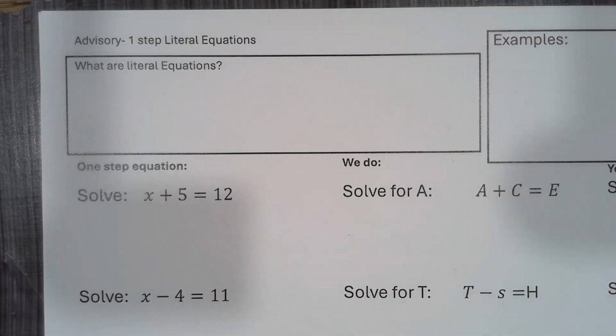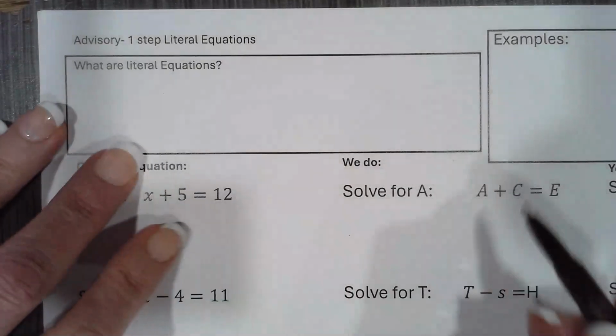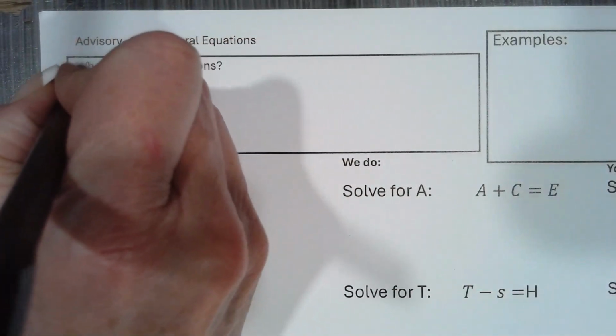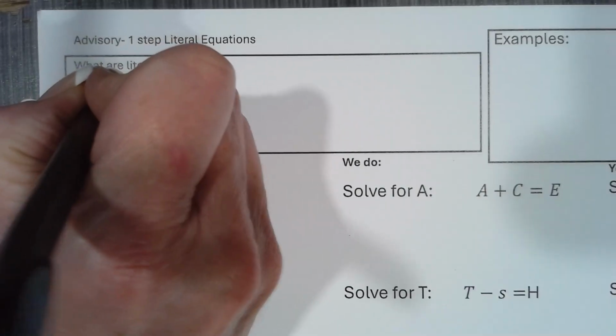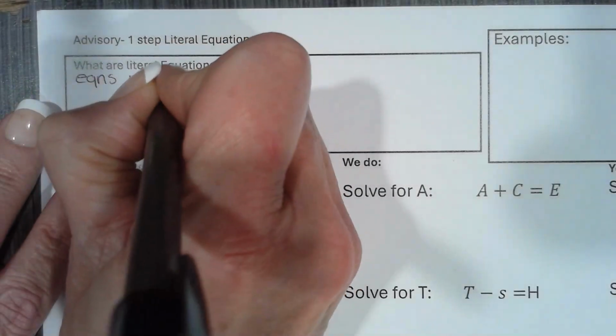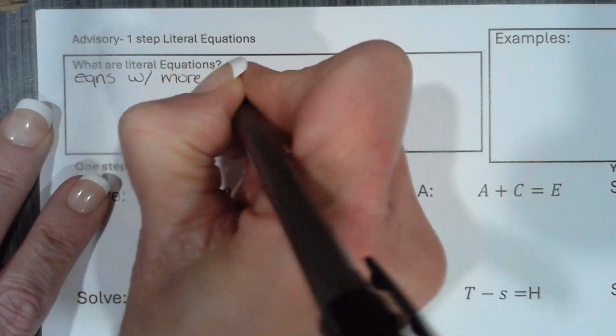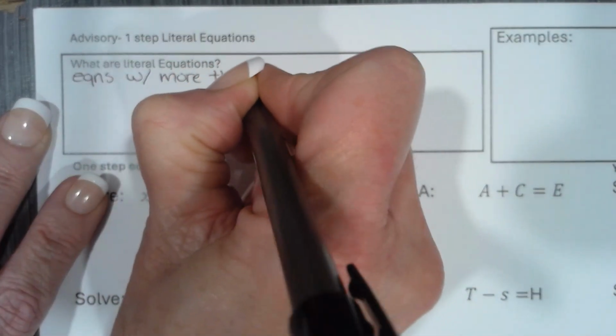All right, folks, we're going to do literal equations. I can guarantee you one or two of these on a benchmark and definitely on the EOC. So let's talk about what literal equations are. They are equations containing more than one variable. Equations with more than one variable. They have a lot of variables.